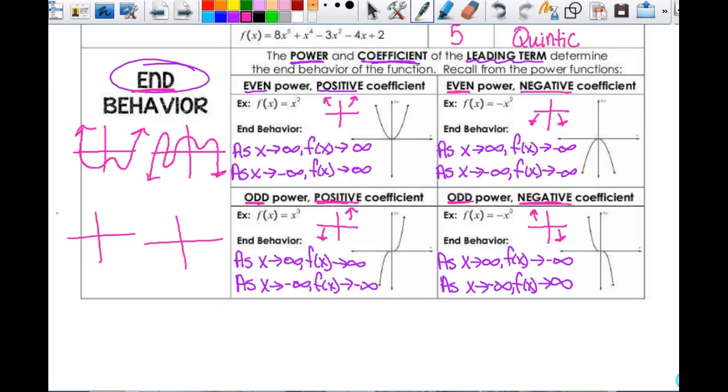Okay? So here's the other way to remember it. Even, they're the same, right? Up, up, down, down. Odd is opposite. That shouldn't be that big of a deal because it's either up, down, or down, up. But when it's positive, the up is on the positive side of the x-axis. When this is negative, the up is in the negative part of the x-axis. So maybe that could help you remember.